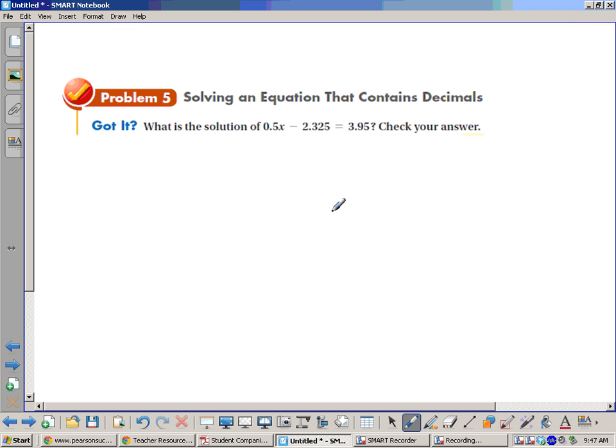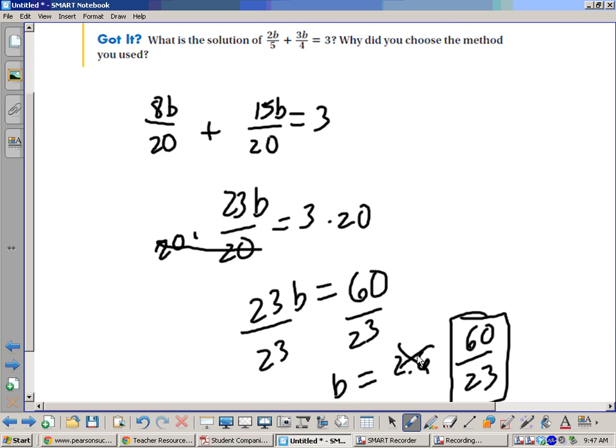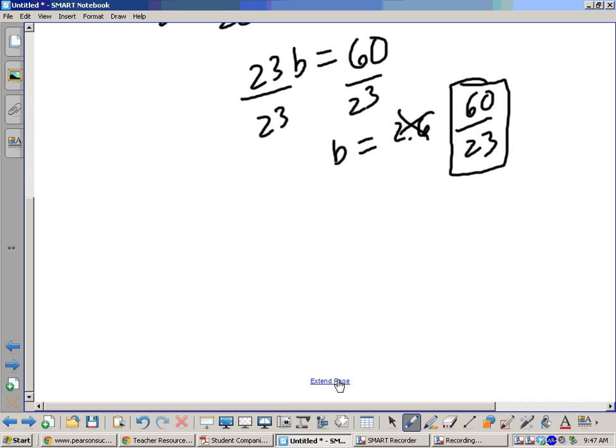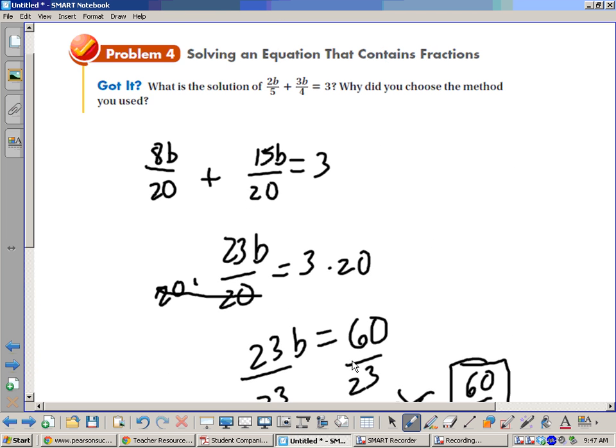Okay, now we're going to do a decimal problem. And, before I do that, let me show you the second way to do this problem. I apologize. I was going to show you a second way to do this problem. So let me go back to the original.